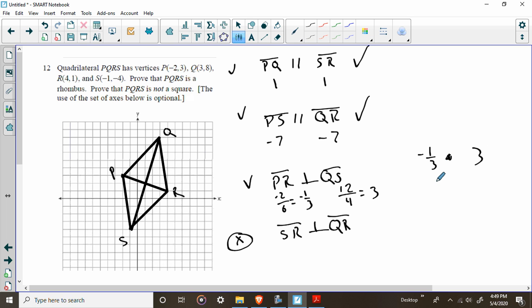So again, do we flip the fraction? It became 3 over 1. It was negative, now it becomes positive, and that's us right there. So again, negative reciprocal slopes, so that's good for us. So far, so good.